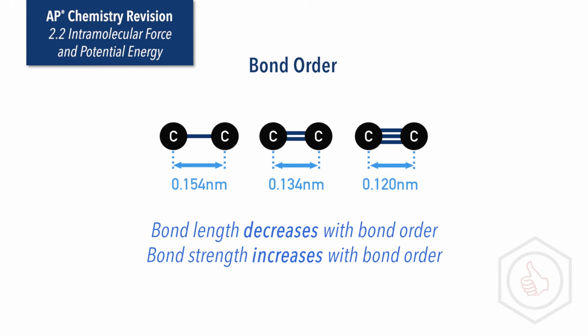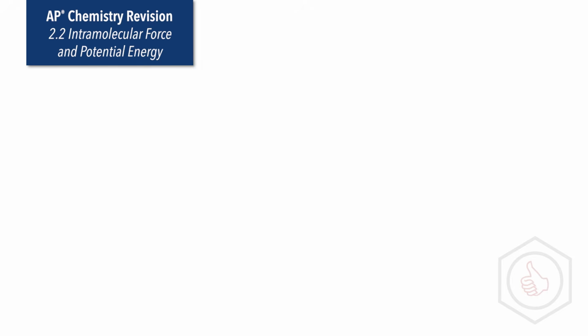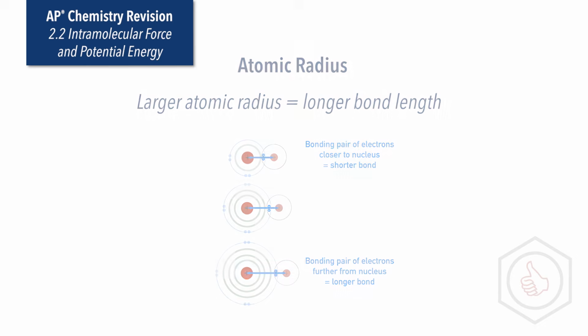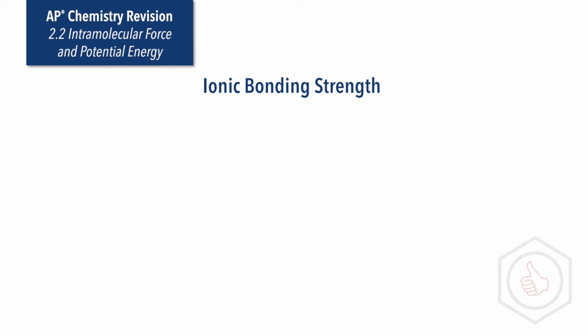It isn't just the bond order that affects bond length. Atomic size also does. Larger atoms form longer bonds because their outer electrons are further from the nucleus. When considering the strength of bonding in ionic compounds, it's slightly different because we don't have individual bonds. Instead, we just have electrostatic attraction between oppositely charged ions in all directions.